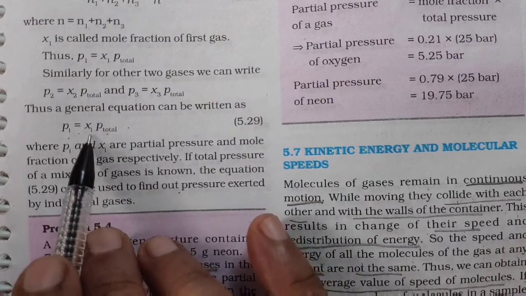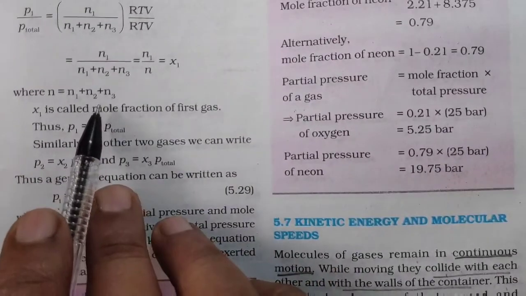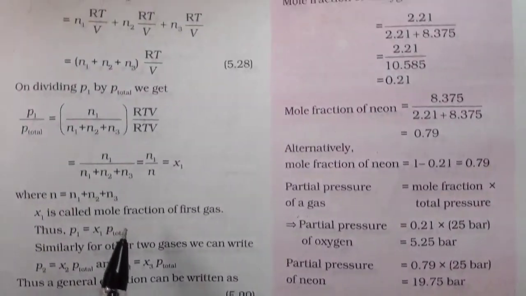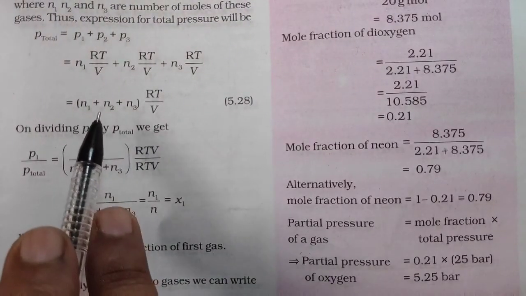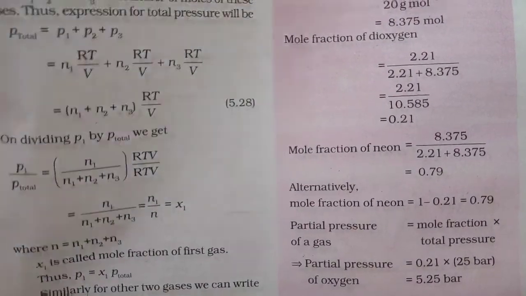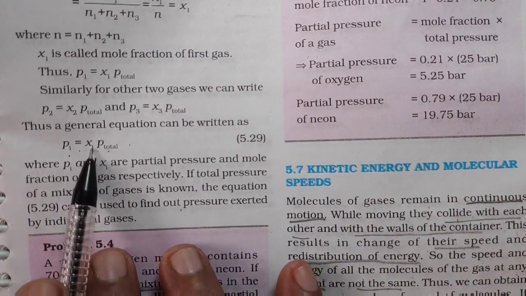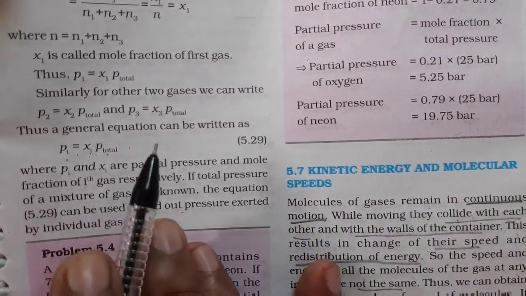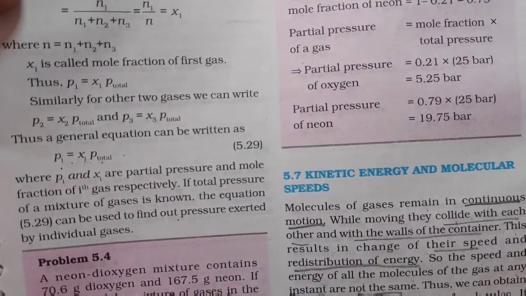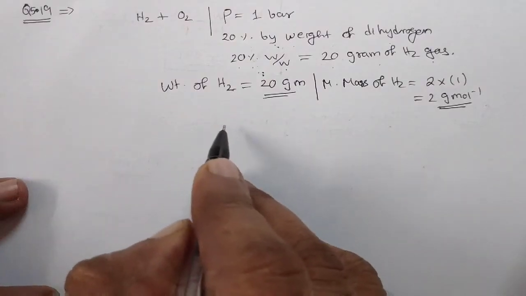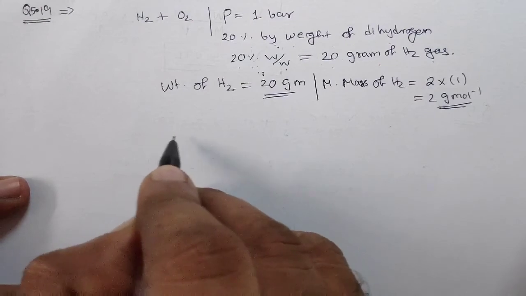Understood? So, for finding X1, we need to find what? The number of moles. Like this, you have to find the number of moles, right? So, first we will find the moles. Then you can substitute this as X1. That I will explain in the numerical. Just a minute. See.